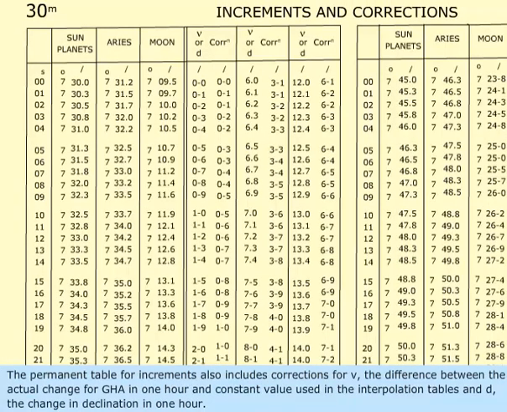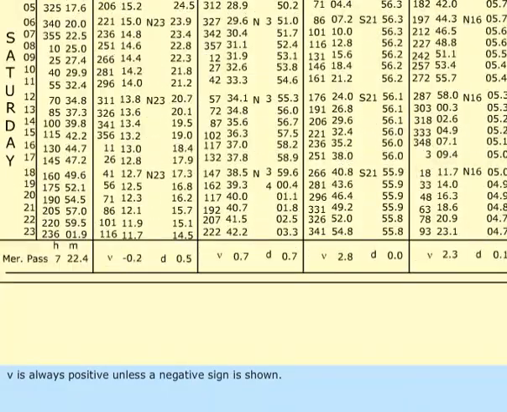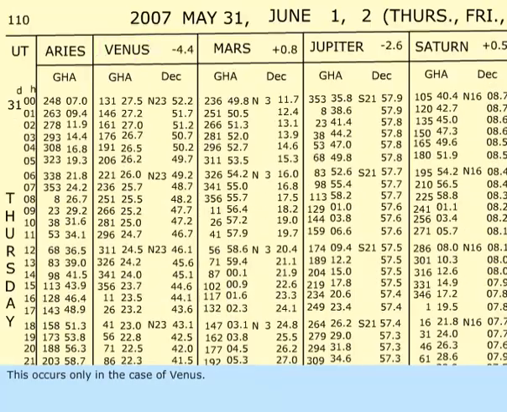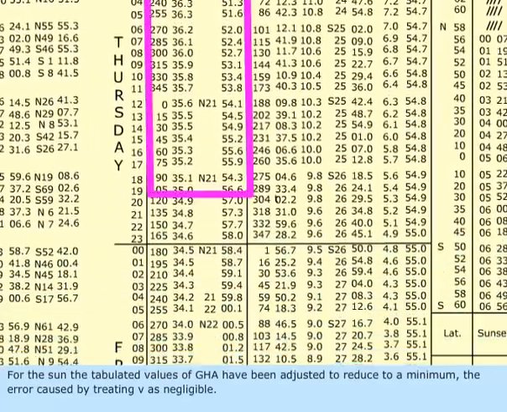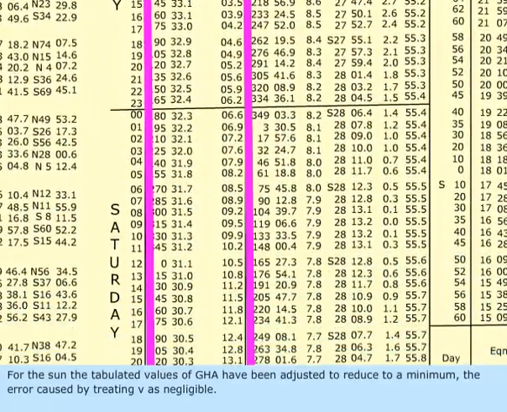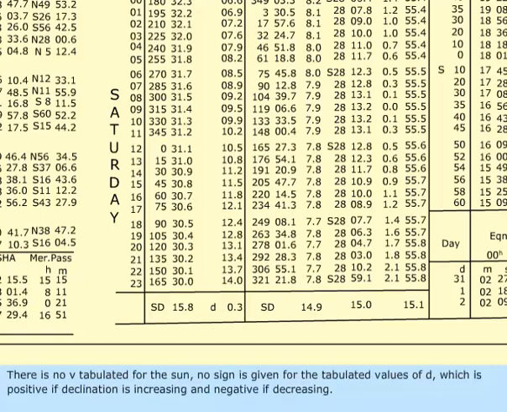The permanent table for increments also includes corrections for V, the difference between the actual change of GHA in 1 hour and the constant value used in the interpolation tables, and D, the change in declination in 1 hour. V is always positive unless a negative sign is shown. This occurs only in the case of Venus. For the Sun, the tabulated values of GHA have been adjusted to reduce to a minimum the error caused by treating V as negligible. There is no V tabulated for the Sun.